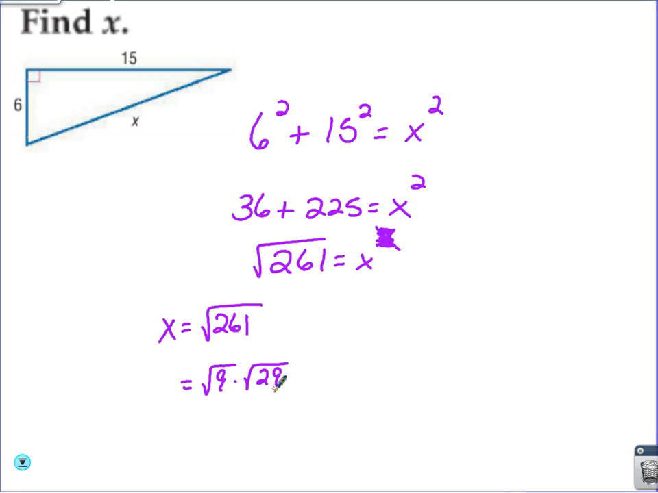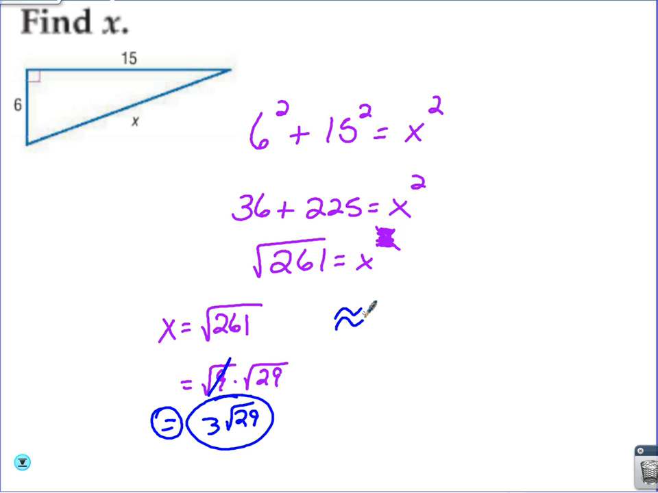So break it into something that you can take the square root of. I don't know the square root of 261, but I do know the square root of 9. So since I know the square root of 9, I mark it out, and in its place I put a 3. 3 root 29. 3 times the square root of 29. That's simplified. That's one way of writing it. By the way, that is equal.